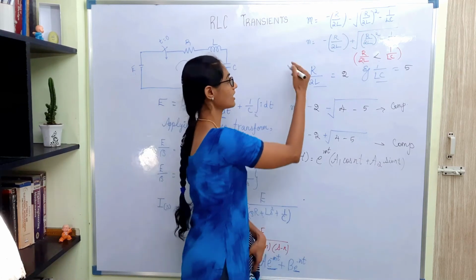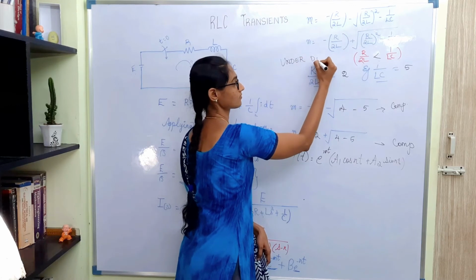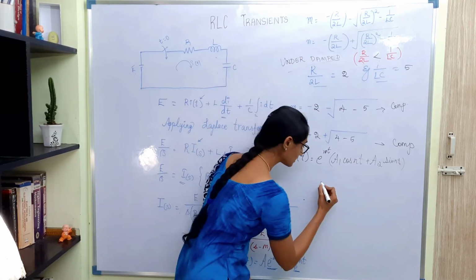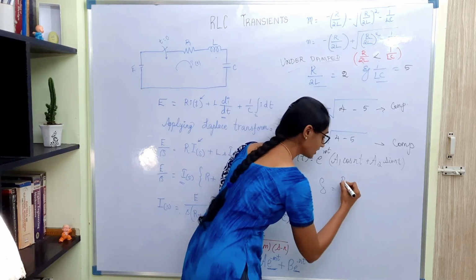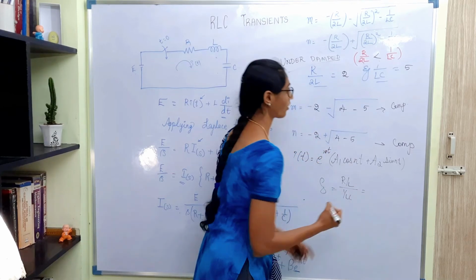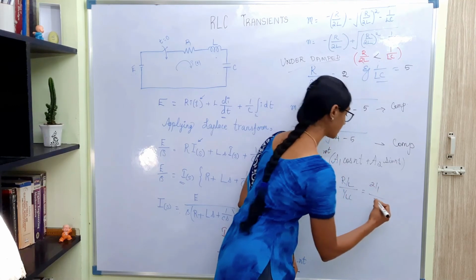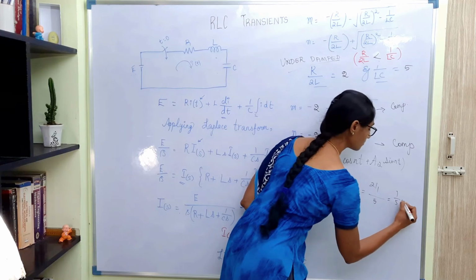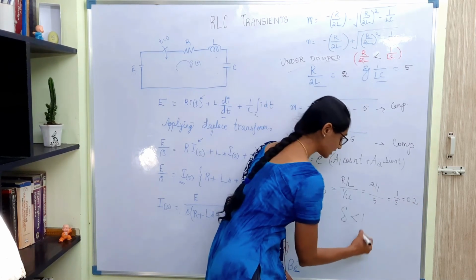So for an underdamped system, what will be the value of the damping ratio? The damping ratio will be R by L divided by 1 by LC. What is R by L? 2 by 2, which is 1, divided by 1 by LC, which is 5, which is 1 by 5, 0.2. The damping ratio is less than 1.